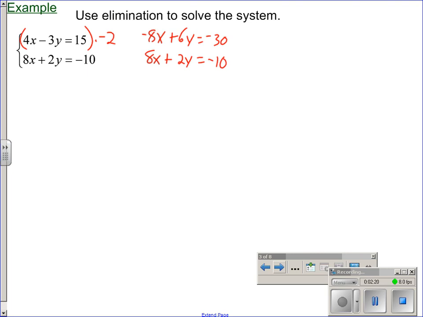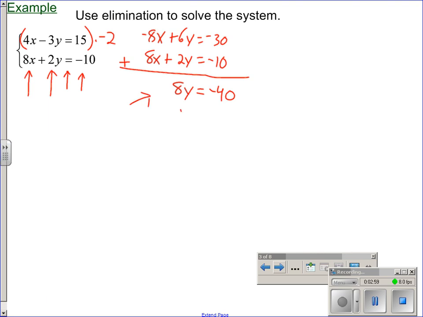Okay, now that you've got the x's to be equal and opposite, we've got a negative 8x and a positive 8x. You're just going to add your equations. This is what it means to combine the equations. Negative 8x plus 8x is 0. 6y plus 2y is 8y, and that equals negative 40. And one of the first steps on the previous page said to line up the variables. It's not needed, but it's kind of nice. X's all lined up in a row, y's, equal sign, constants. It just makes the adding that we did here much easier and cleaner.